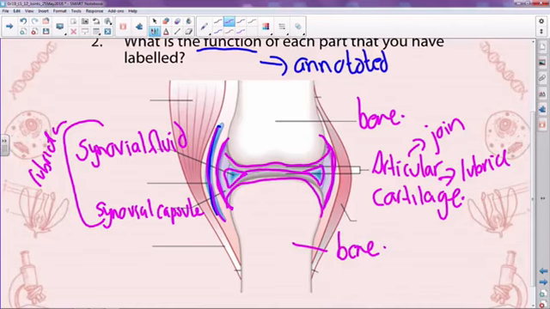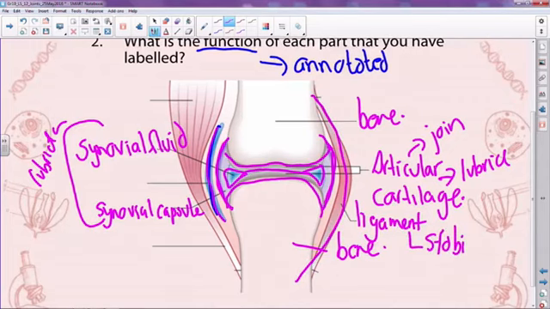Now, when two bones are joined together, what do we need? We need stability. Look there, two bones. What does a ligament do? A ligament joins bone to bone, and it makes that joint stable, so we don't move around. Those of you who have ever twisted or dislocated your knee or hurt your ligaments know that it's really, really sore because you have compromised the joint.